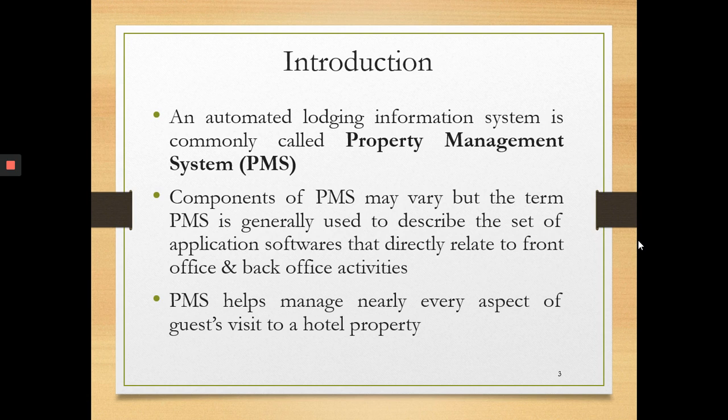Introduction. An automated lodging information system is commonly called Property Management System or PMS. Components of PMS may vary, but the term PMS is generally used to describe the set of application softwares that directly relate to front office and back office activities. PMS helps manage nearly every aspect of guests' visit to hotel property.